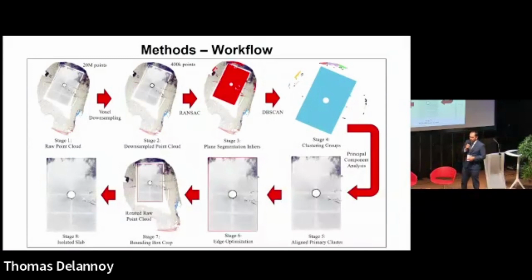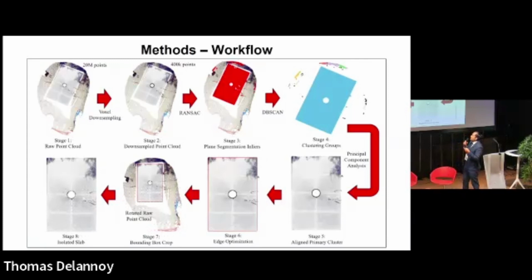I'm going to walk you through the workflow. This is, as I mentioned, an example that we scan. First, we have the dense point cloud of the slab with around 20 million points. Then we don't have to be super accurate to detect where the edge of the slab is, so we can do a voxel downsampling down to around 500,000 points. Then you do RANSAC. RANSAC is a technique to identify the main plane of the point cloud. Obviously the main plane is going to be defined by the slab, which should be the most flat thing that you have in the scan.